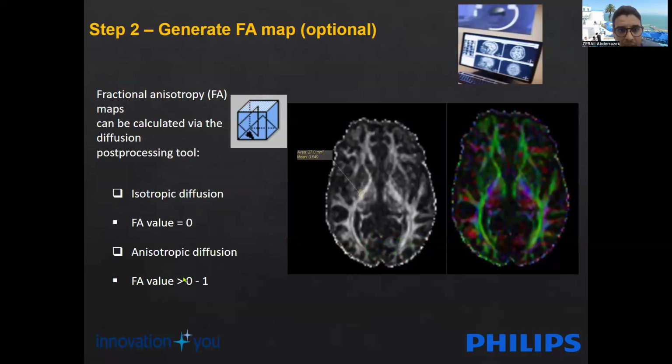Also, we can generate a fractional anisotropy map, which is optional. It gives you values from 0 in the dark, near 0, to white, which is a value superior to 0, between 0 and 1. And this, like I talked about, is the directionality or different directions of the different bundles.